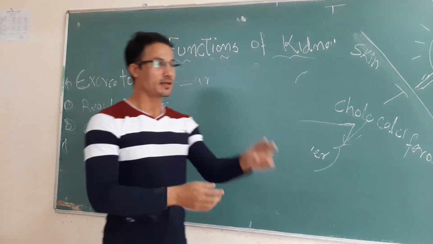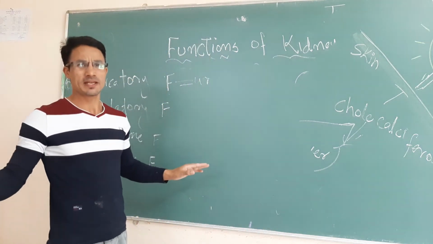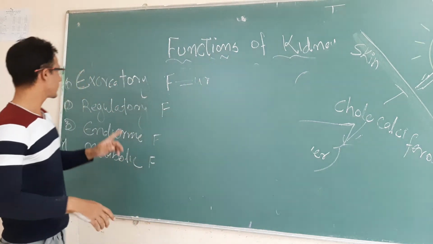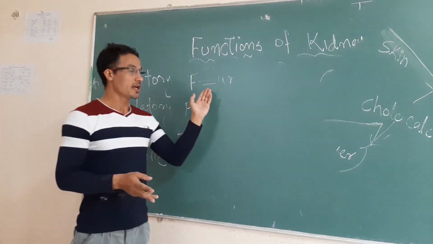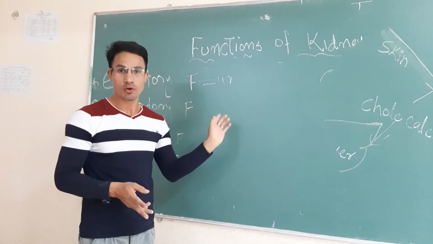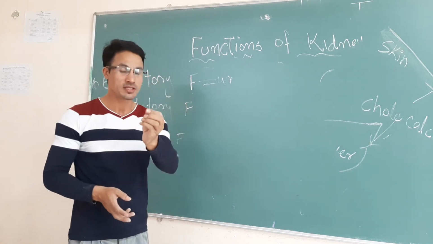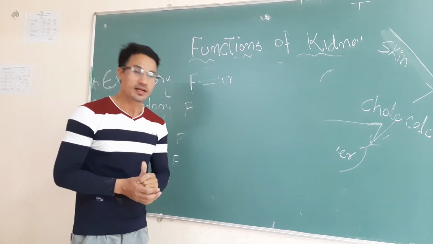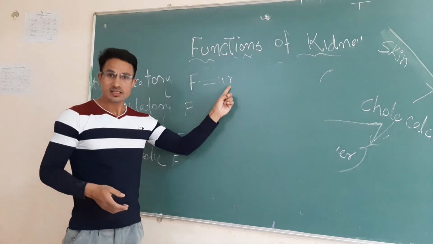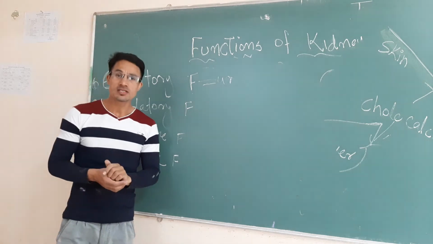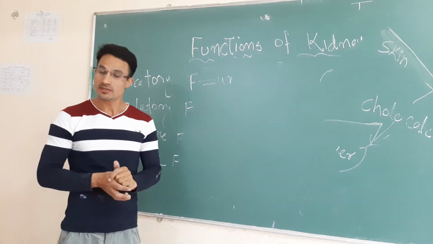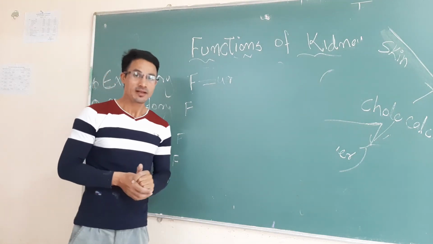Let me recap again. There are a lot of functions of the kidney. The most important, first, is the excretory function. It helps to eliminate waste products, which are urea and creatinine, and also drugs and toxic substances. What is the regulatory function? It regulates the water balance, acid-base balance, and electrolyte balance.